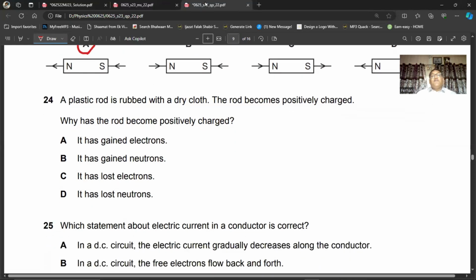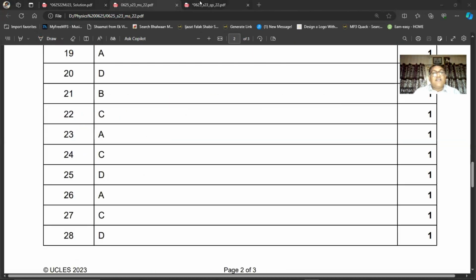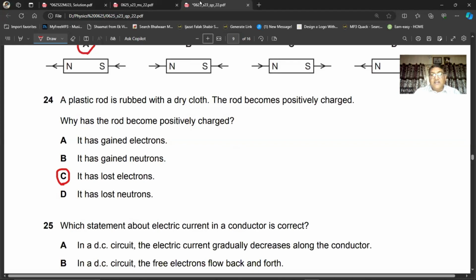Question number 24. A plastic rod is rubbed with a dry cloth. The rod becomes positively charged. Why has the rod become positively charged? The reason is, when you rub the rod and the cloth and the rod becomes positively charged, that means it has lost electrons. So I think C is the best answer. Very simple, straightforward question. Question number 24, C is the right answer, not a difficult one.